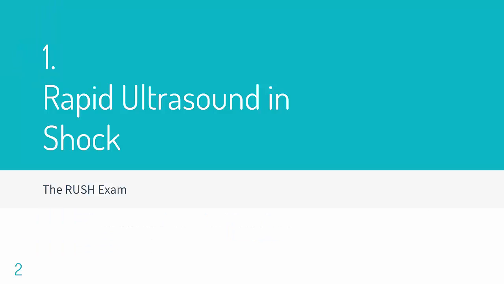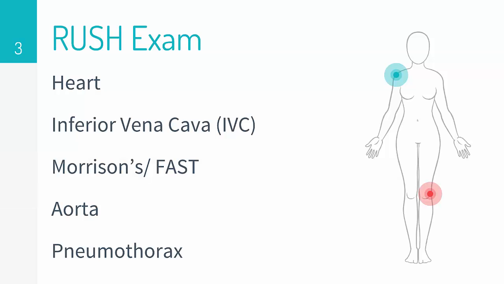So first thing we're going to talk about is the RUSH exam. So what is the RUSH exam? The RUSH exam was created in 2006 with multiple publications since that time. The RUSH exam is predicated on the success of the FAST exam in trauma and was designed to be a catchy, easy exam for differentiating the cause of shock and hypotension in the medicine patient. The exam covers 5 components and can be accomplished in about 2 minutes by an experienced operator.